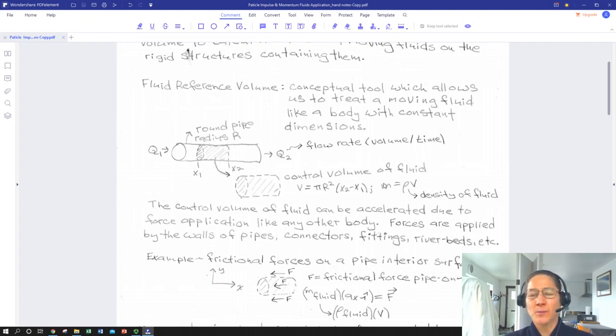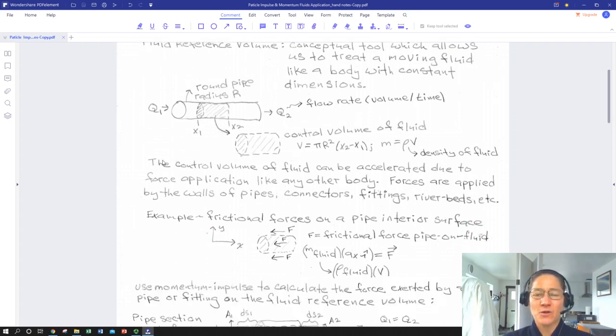And we can remember that the mass of this control volume is related to its density times its volume, because the volume is taken from the container that formed it. Okay, so what kind of things would apply forces to a control volume of fluid? The container, literally, is the only thing that touches it.